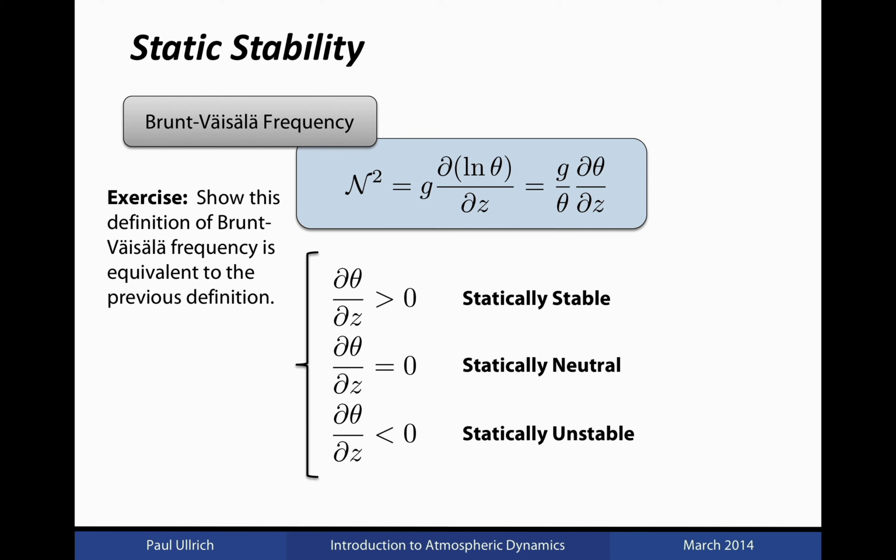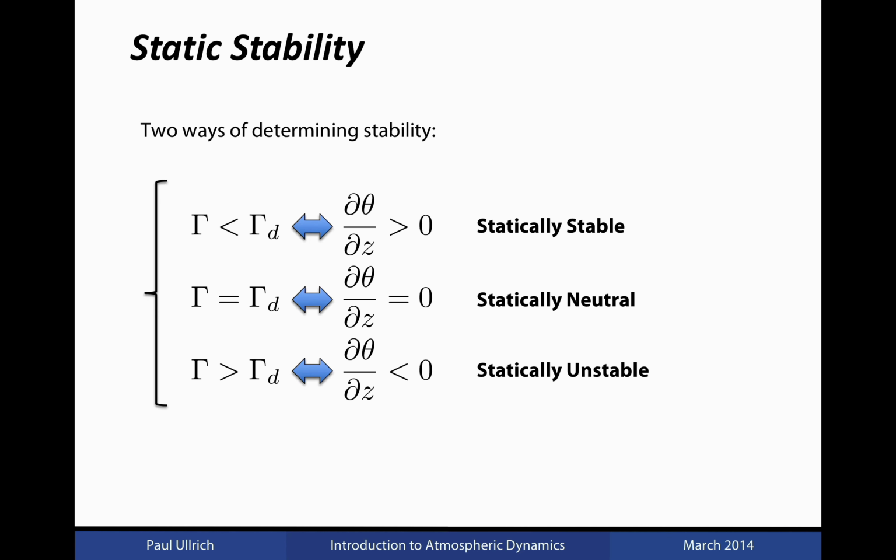In the case of a statically unstable atmosphere, a rising fluid parcel will again retain its potential temperature, and that potential temperature will be larger than that of the surrounding environment. Consequently, the temperature of that fluid parcel will also be larger than that of the environment, and so the fluid parcel will continue to rise.